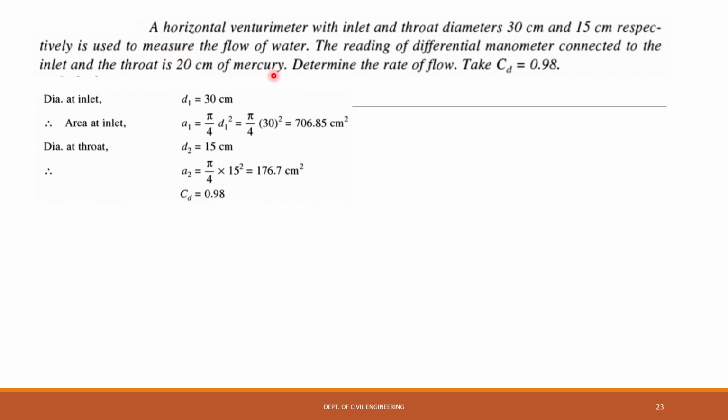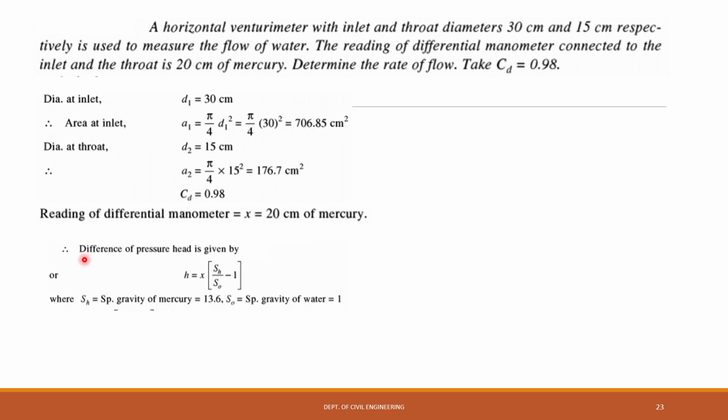What is mercury? Is it the flowing fluid or the manometric fluid? It is clearly mentioned that in the pipe there is flow of water. So the fluid through the pipe is water, and the manometric fluid is mercury, and the reading is given in terms of the manometric fluid. That means this 20 centimeter is your X value. So reading of differential manometer, X is equal to 20 centimeter of mercury. Okay, but in the discharge equation we have H. H is in terms of the flowing fluid, so we need to convert X into H.